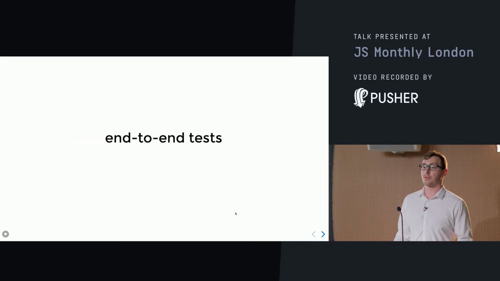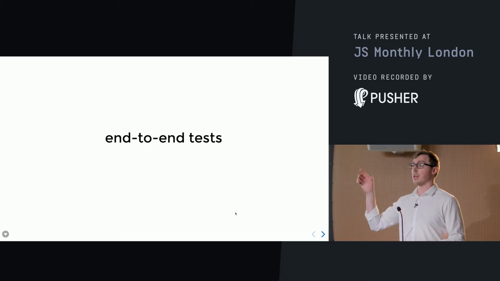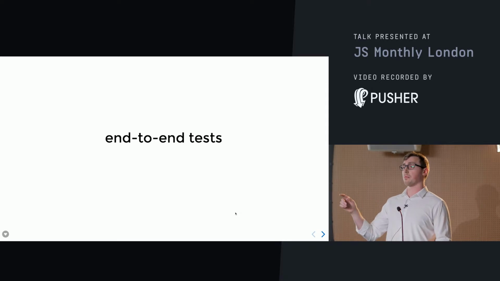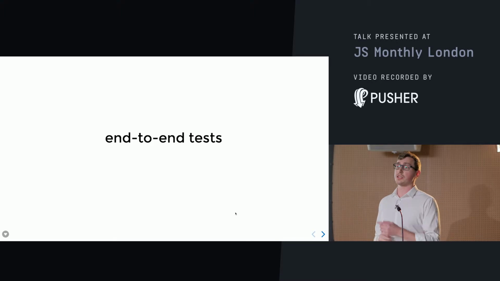So end-to-end tests are probably the easiest tests to understand. They basically run through user journeys. They're similar to what me and my colleagues were doing when we were running through instructions to test that everything was working correctly. So you might click on a button and then make sure that a modal appeared and that you can sign in correctly on that modal.